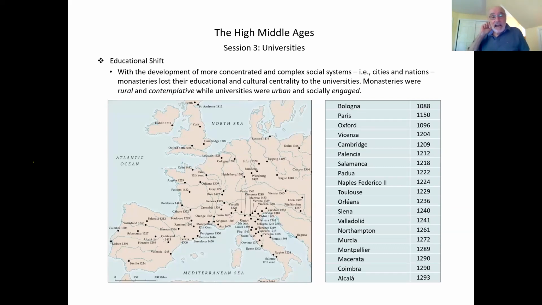And I want to revisit the term contemplative. Monasteries were more contemplative in this period because of the reform movement of the previous century than they had ever been, and would continue to be so.